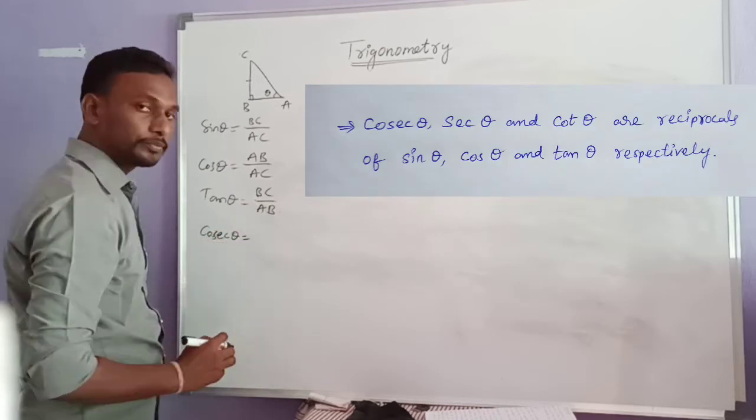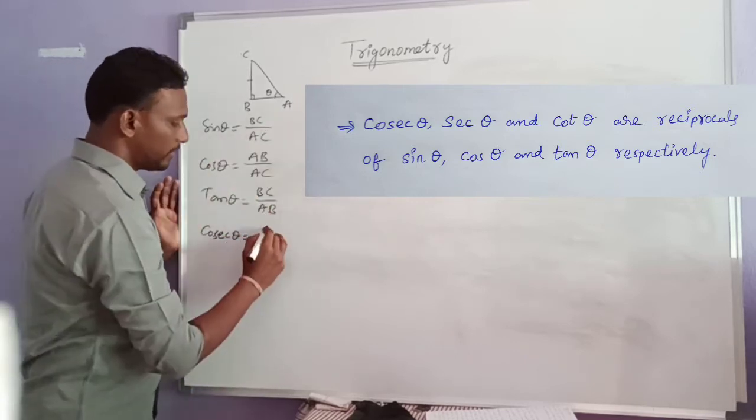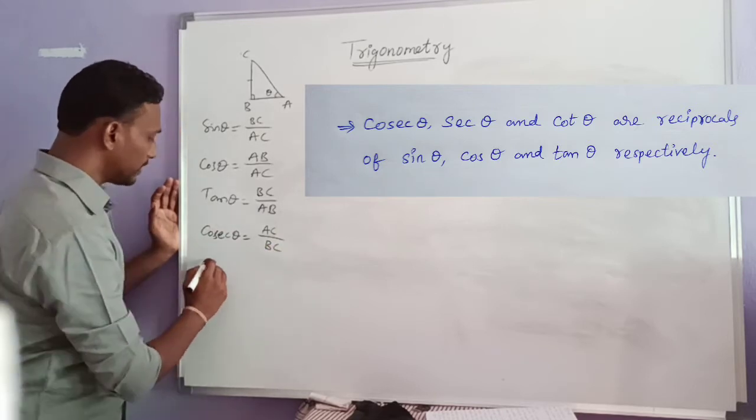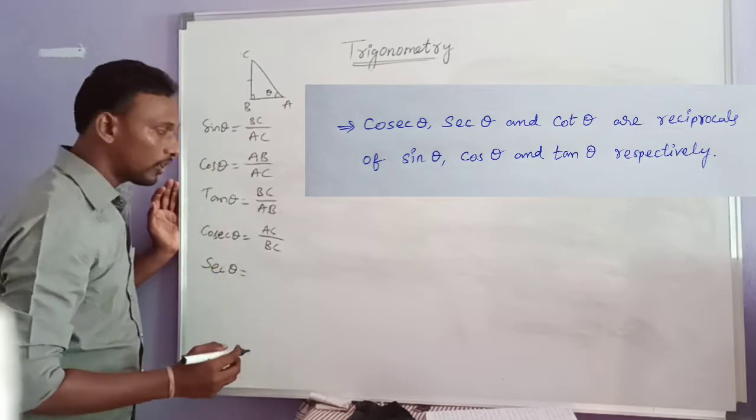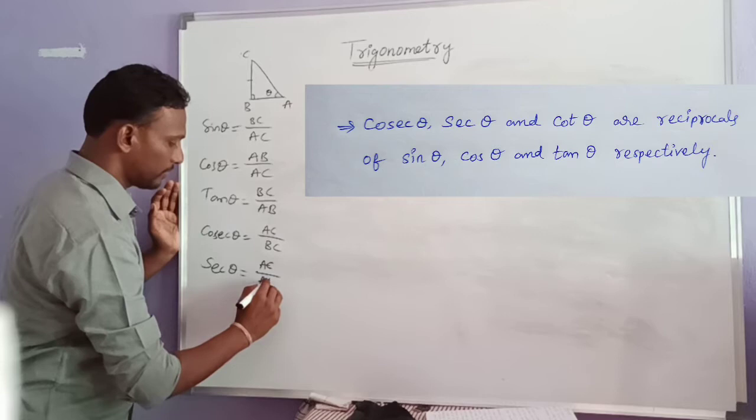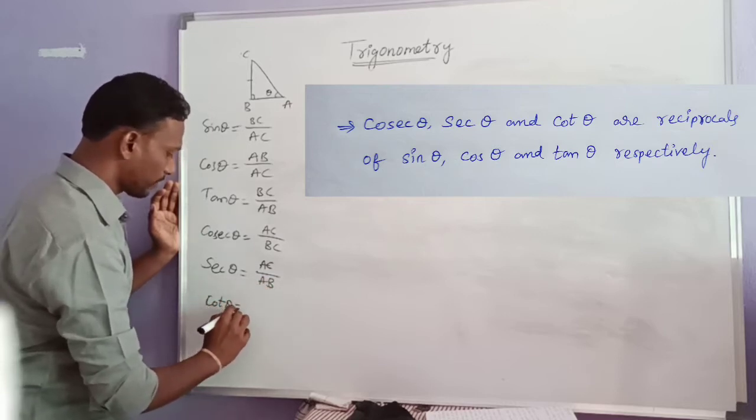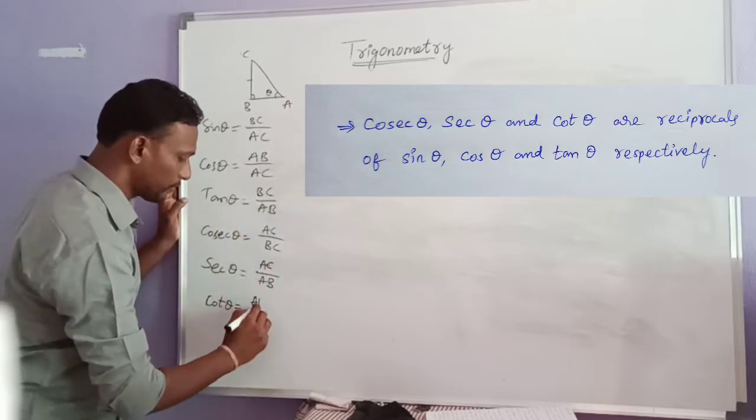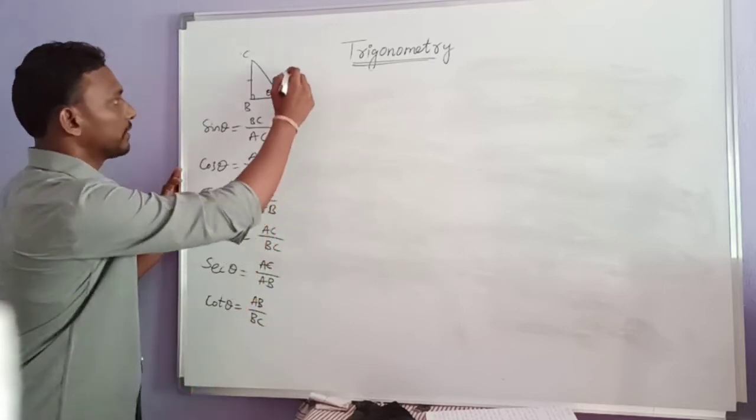Cosec theta is the reciprocal of sin theta, so AC by BC. Then sec theta is the reciprocal of cos theta, so AC by AB. Then cot theta is the reciprocal of tan theta, so AB by BC. Right.